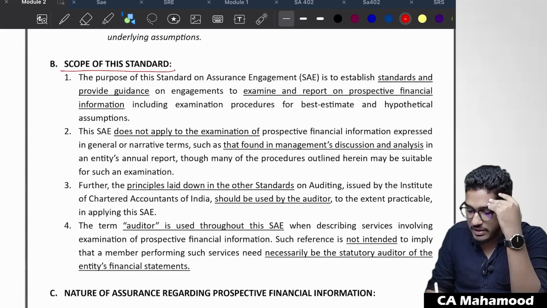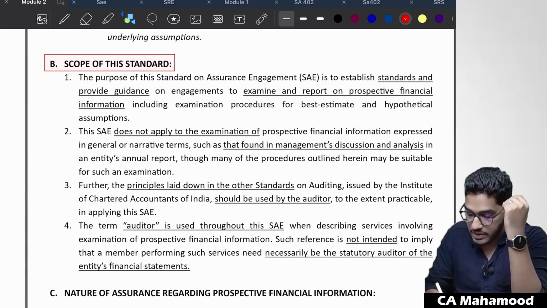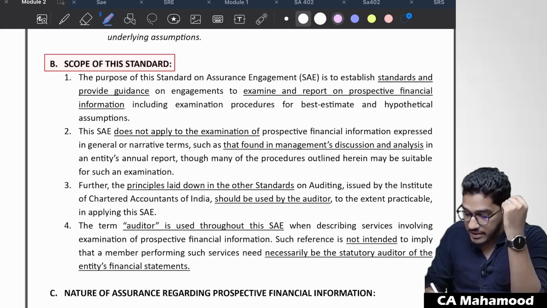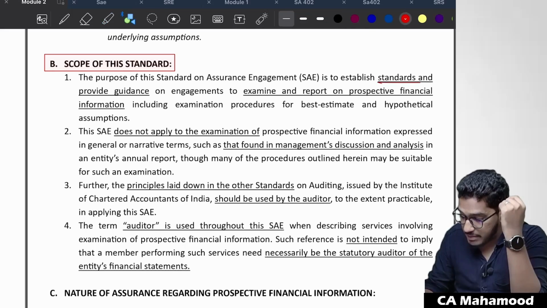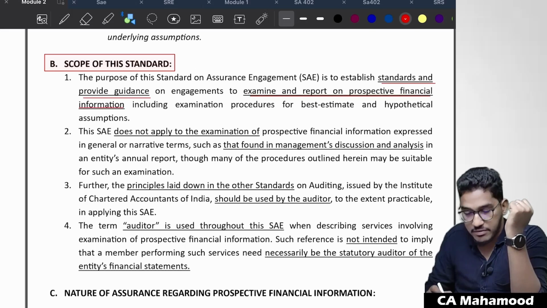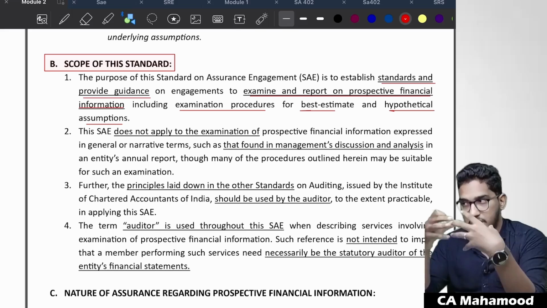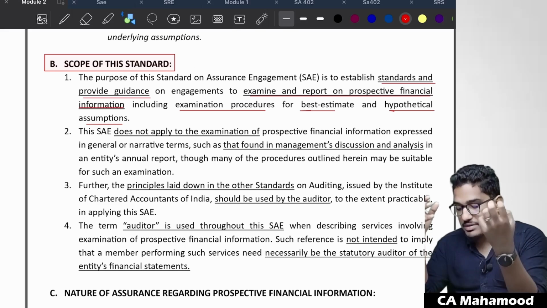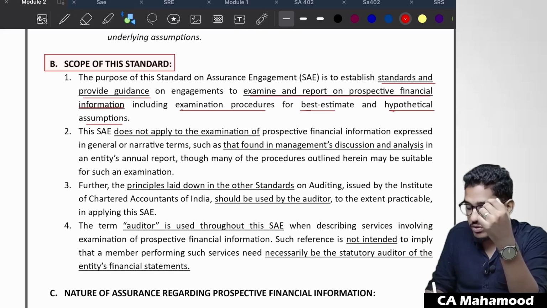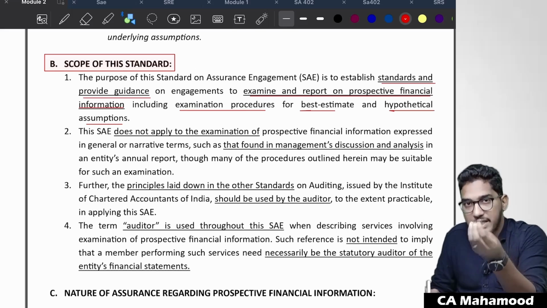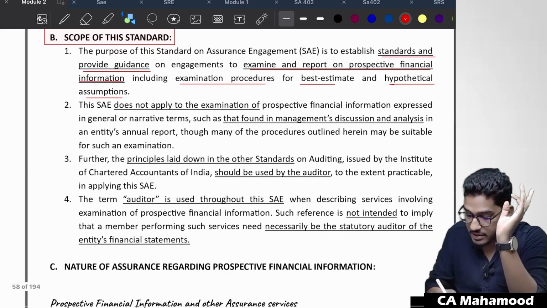Now, what is the scope of this standard? When will this standard become applicable? Let us see. The purpose of this standard on assurance engagement is to establish standards and provide guidance on engagements to examine and report on prospective financial information, including examination procedures for best estimate and also hypothetical assumptions. This standard is given so that the practitioner, like chartered accountants like us, gets guidance to examine that prospective financial information, and also what examination and verification procedures we have to follow. Next, a few more important points: they are telling when this standard will not become applicable.